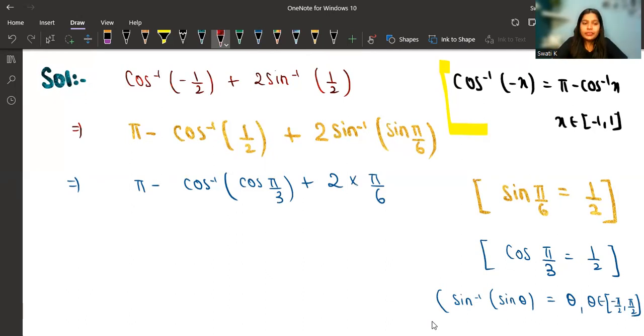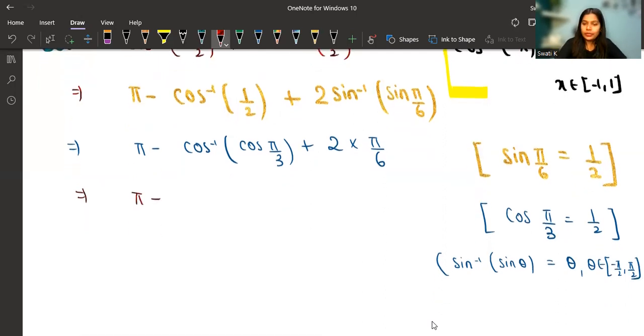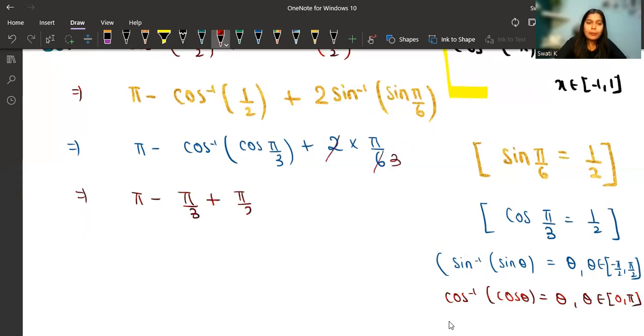So now we can write down this as pi minus cos inverse cos theta. Again, it's theta only. So, cos inverse cos theta. The value of cos inverse cos theta is theta for the range theta belongs to 0 to pi. Yes, 0 to pi. So cos inverse cos theta is theta, so it is just pi by 3, and this will become pi by 3. So clearly, minus pi by 3 plus pi by 3 will get cancelled. So we are getting the value as just pi. So the answer is pi.